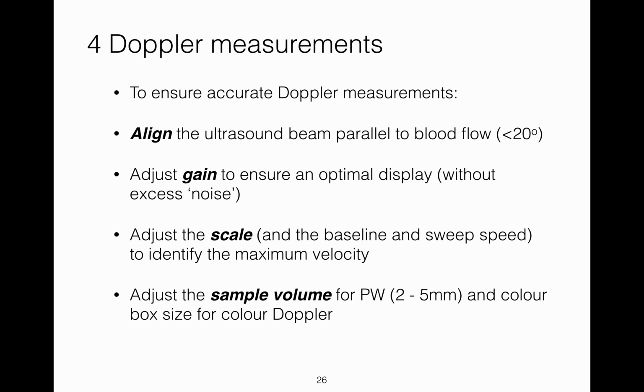To ensure accurate Doppler measurements, first and most importantly, the ultrasound beam should be aligned as near as possible to parallel to blood flow, or to the plane of the moving tissue. Adjustments should also be made to gain settings to ensure an optimal display without excessive noise, scale settings like baseline and sweep speed to help identify the maximum velocity, and the sample volume for pulse wave Doppler, and the color box size for color Doppler.